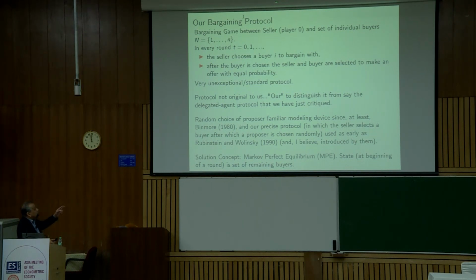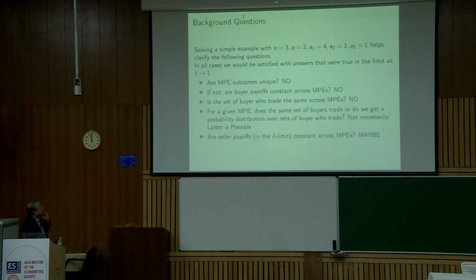The solution concept is Markov perfect equilibrium. We're going to focus on the case where the state is simply the set of remaining potential buyers. You will potentially have transacted with some set of buyers already, and the state of the system is the set of buyers remaining. That's the state at the beginning of a round. Of course, at the beginning of a round, the seller gets to choose a potential buyer, and so then the state is the potential buyer chosen and the buyers remaining.